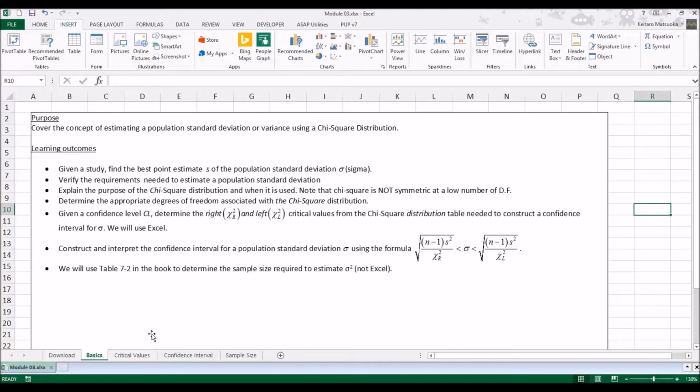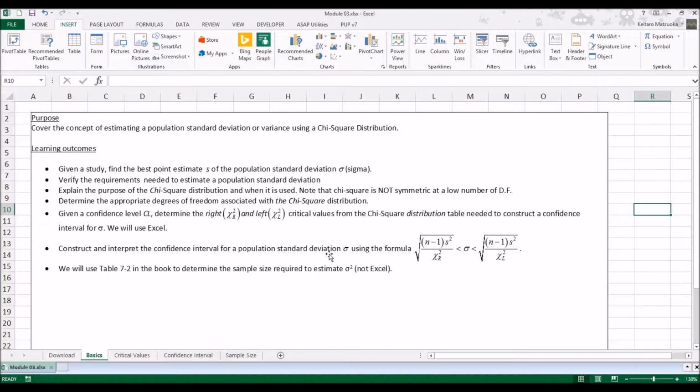Instead of using the t-distribution or normal distribution, we'll be using the chi-square distribution. That's spelled C-H-I square, pronounced chi-square distribution. We'll still be calculating the confidence interval and confidence level. The difference here is that because the chi-square distribution is not symmetric, we have different formulas for the lower end and upper end of the confidence interval. For the right-hand side, it's this, and for the left side, it's this. And we'll be using Excel to figure out the confidence interval.